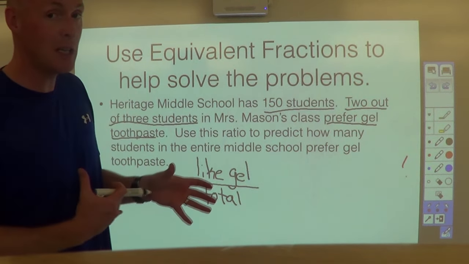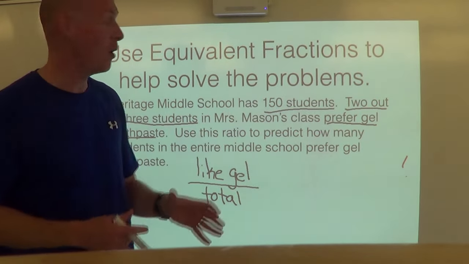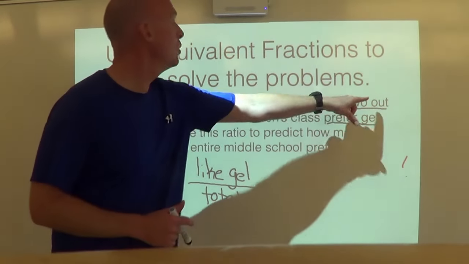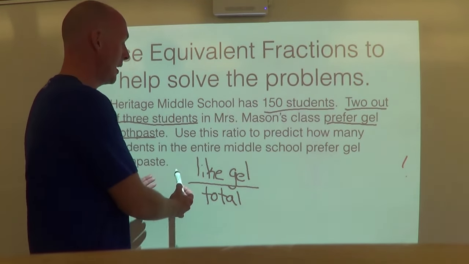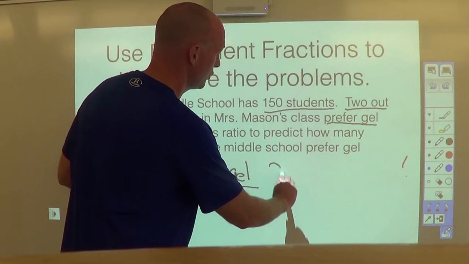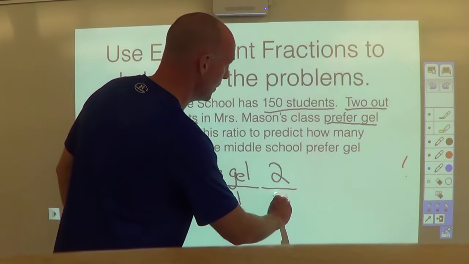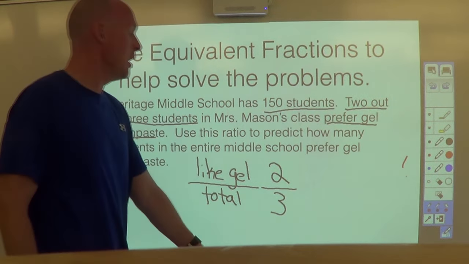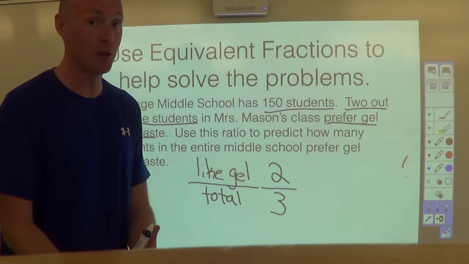All right, now let's figure out, is there a ratio that we know? And there is. 2 out of 3 students. So 2 out of 3 prefer gel. So how many like gel? 2. And how many total are there? Well, 2 out of 3. Okay. So if there was a total of 3 students, 2 of them would prefer gel toothpaste.